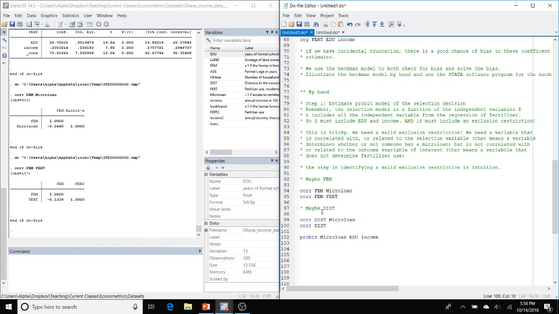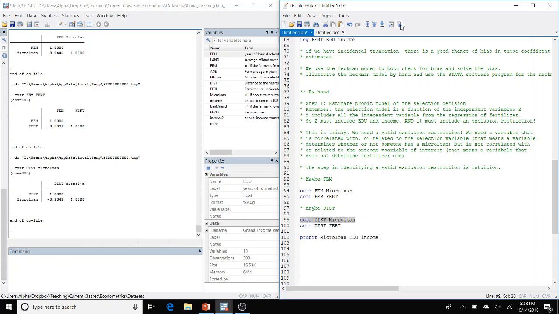I know it's kind of long, but let's check this one. Is there a correlation between distance and microloan? Okay, that's a fair amount of correlation, negative 0.3. So that means that the farther away you are from the market, the less likely you are to have a microloan. That makes sense, and that's a pretty good amount of correlation. So that checks out.